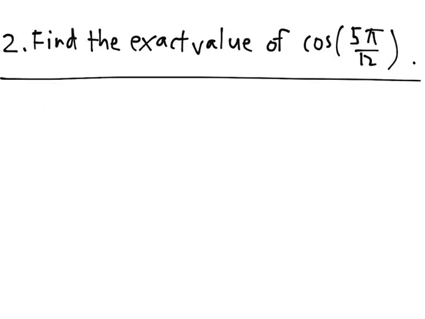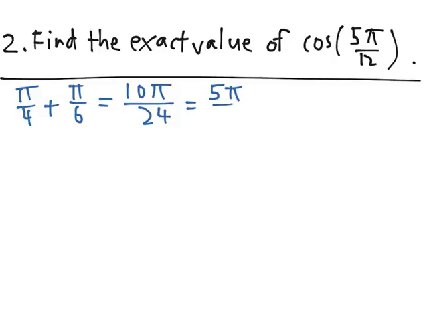Problem 2. Find the exact value of cosine of 5 pi over 12. If we take pi over 4 and add pi over 6, then we get 4 plus 6, which is 10, times pi over 4 times 6, which is 24, which equals 5 pi over 12.